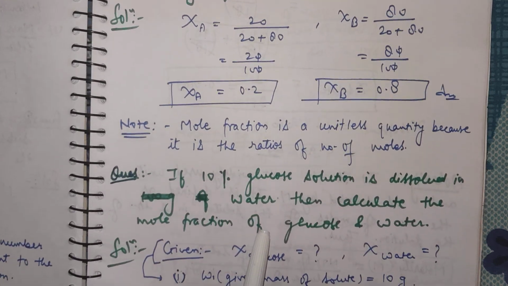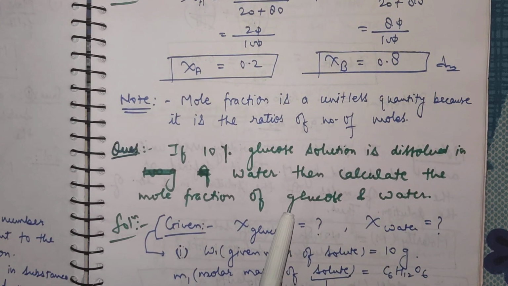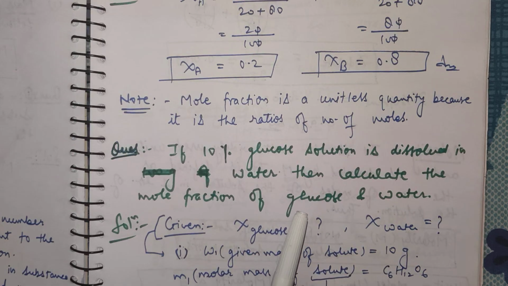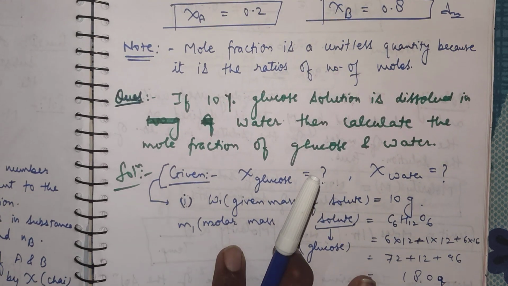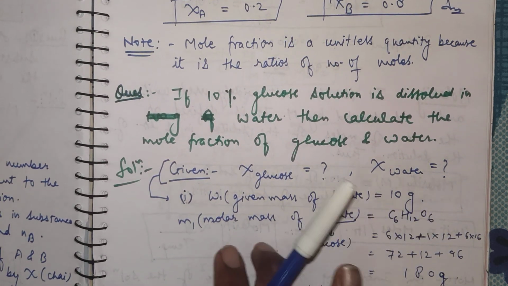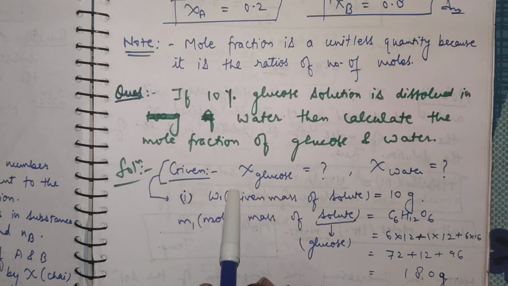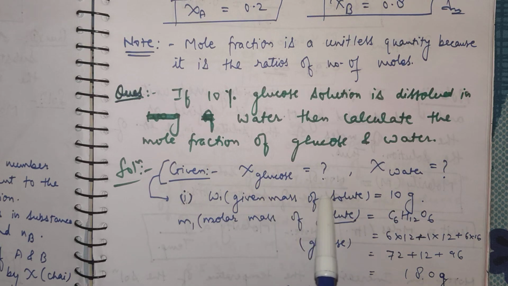Sorry to say, this question is misleading; the question is written wrongly here. So the formula, as you know very well: mole fraction of A is equal to moles of A upon moles of A plus B, and mole fraction of B is equal to moles of B upon moles of A plus B.